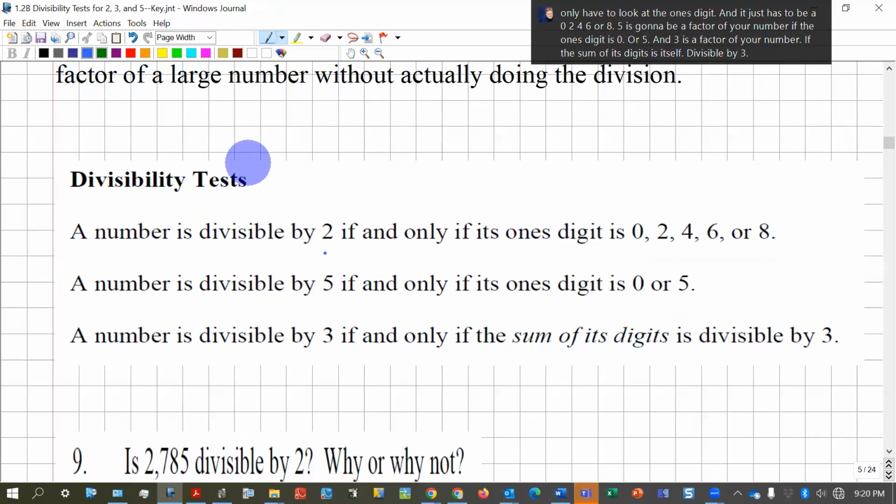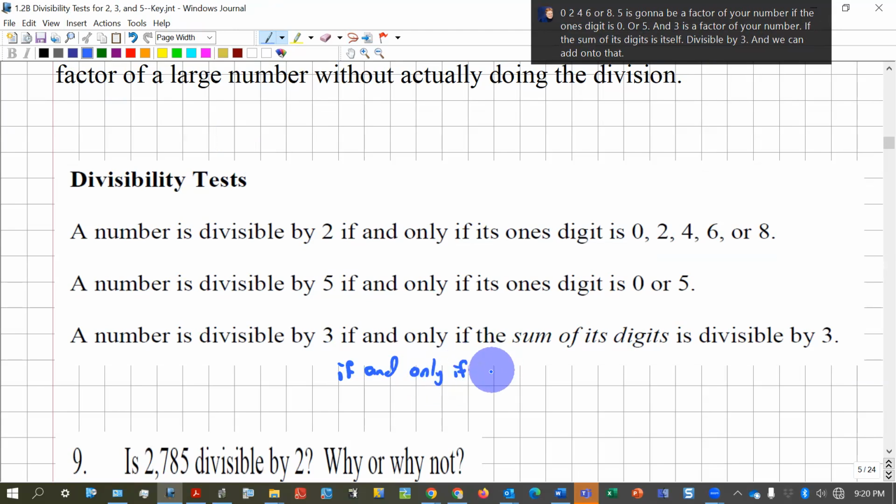And we can add on to that: if and only if its digital root is 3, 6, or 9.